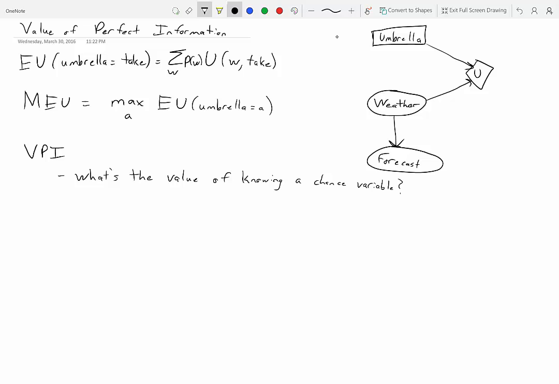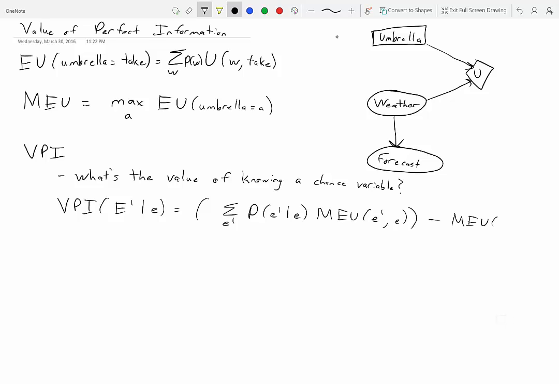So first, let me write down the equation for VPI. The value of perfect information of finding out what the variable E prime is, given what you already know, E, is you consider all values that E prime can take on, the likelihood that E prime takes on that value given your evidence, times the maximum expected utility of your new knowledge, E prime, and your old knowledge. And for the improvement, you must subtract out the maximum expected utility if you only just knew E. So this is how much information you gained.